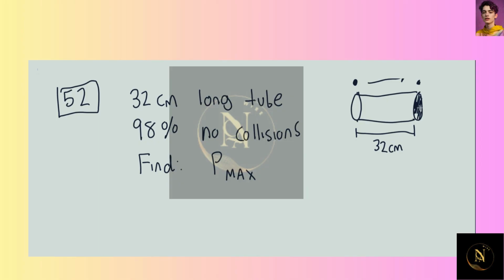And this is pretty practical. This is kind of what you want to accelerate particles in a cathode ray tube. You don't want them to deflect and hit the sides. You want them to have a clean acceleration the entire way, or at least most of them. So we're asked to find the maximum pressure to make this happen.